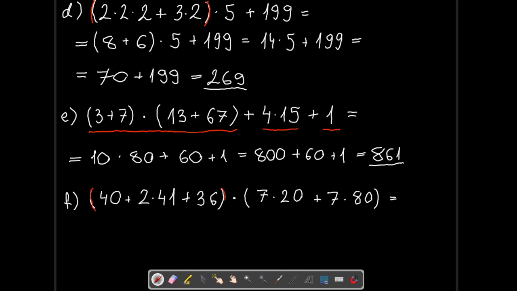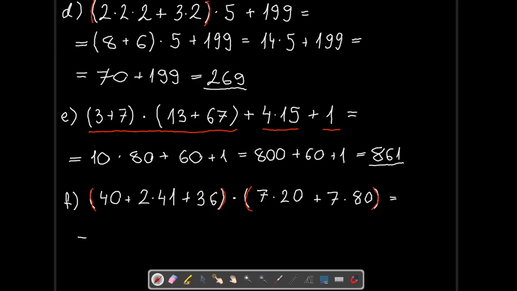So these 2 brackets are separate, so we can work on each. But let's look what's inside each bracket. We have the addition here, multiplication here, another addition. So we need to solve the multiplication first here. And then in the second bracket we have 2 multiplications separated by the plus sign, and we will need to multiply these numbers first. So obviously we need to do the multiplication first in each bracket.